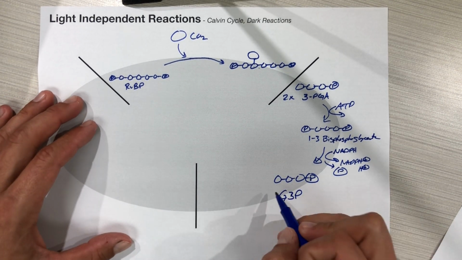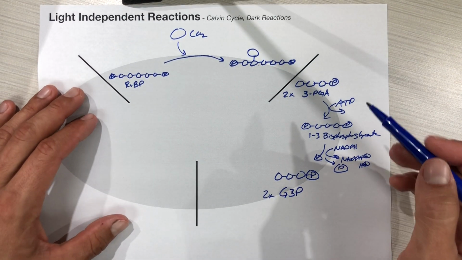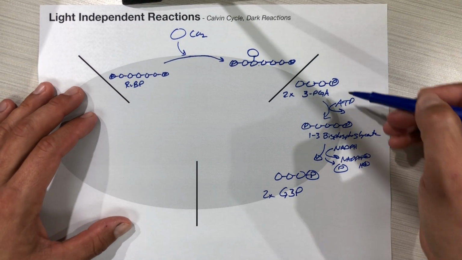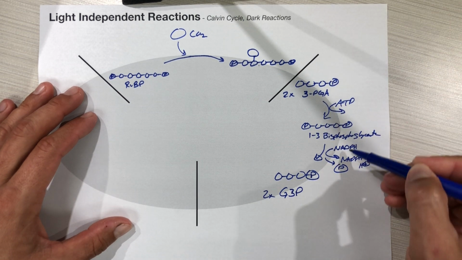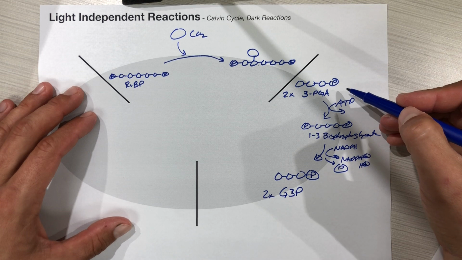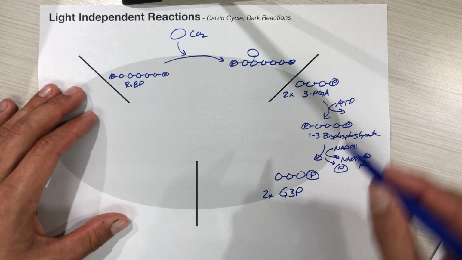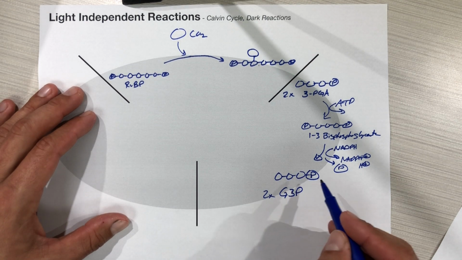Okay, and again, we've got two of these guys. All right, you might look at the drawing and say, well, why does this have a different name from that one? And why did we do all these steps to produce this sugar that structurally looks exactly the same as this one, the 3-PGA? So 3-PGA has got 3 carbons and a phosphate group. G3P has got 3 carbons and a phosphate group.